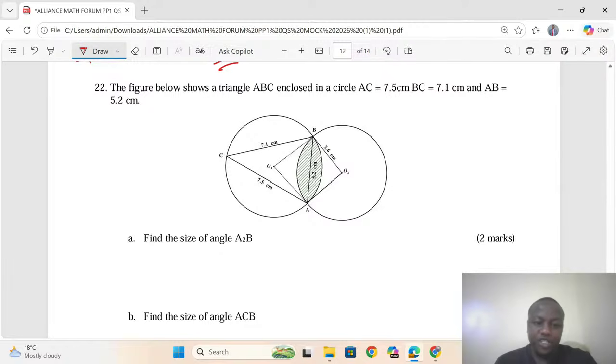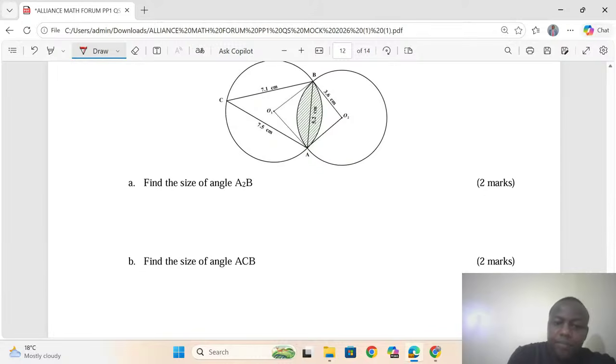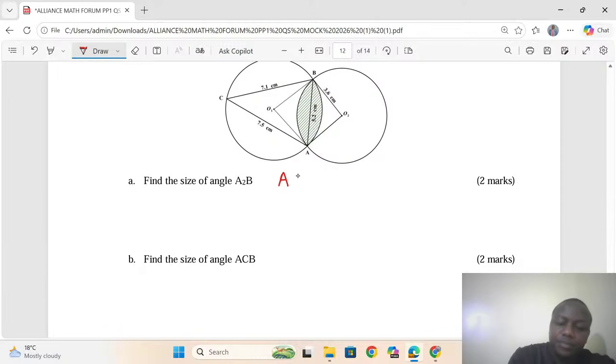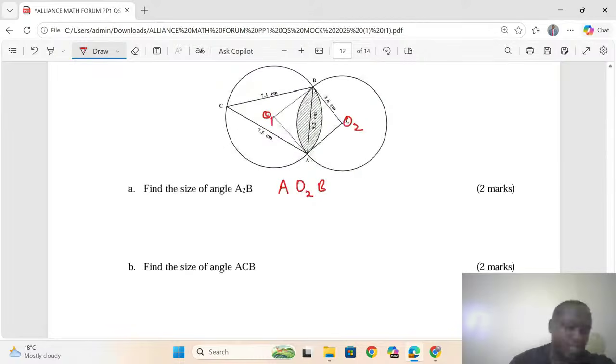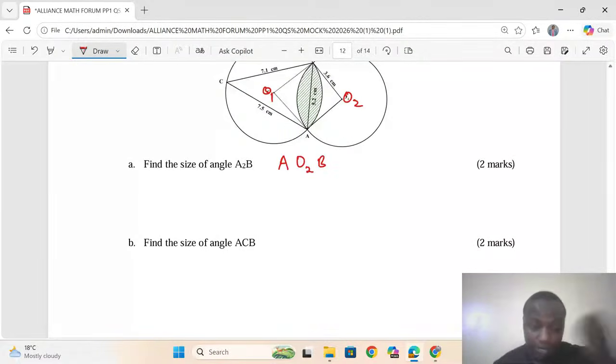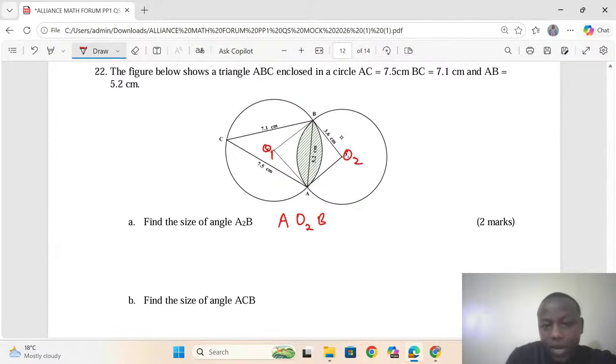So can we now read the question? Find the size of the angle. A and B are the centers. This one, the second center is there. So this is 0, 2. This is 0, 1. That is now what we are working on. Find the size of the angle at that point.